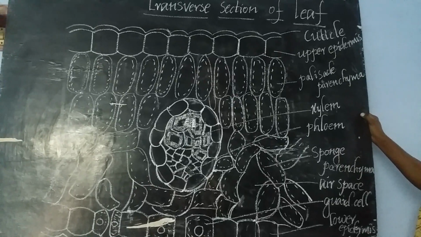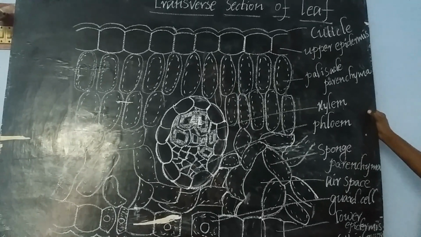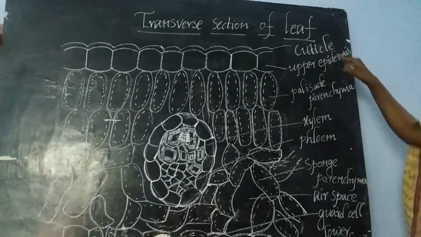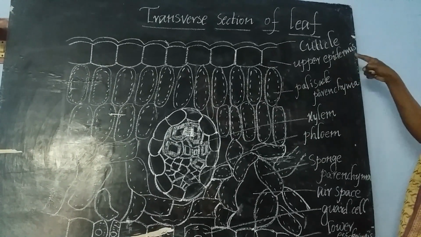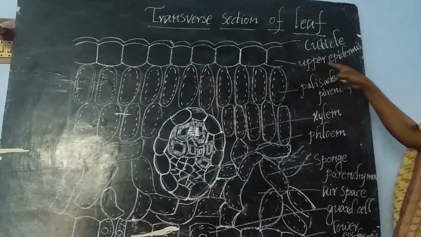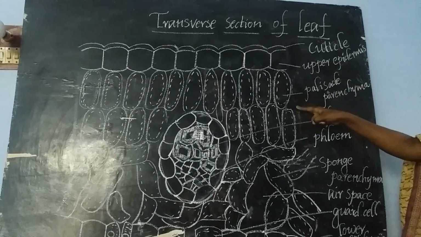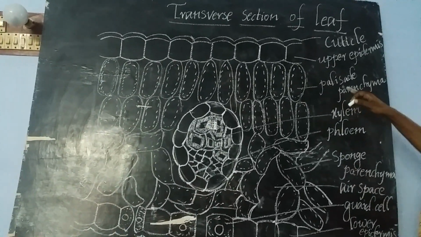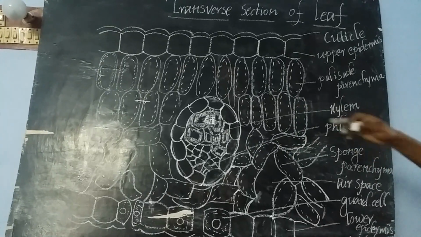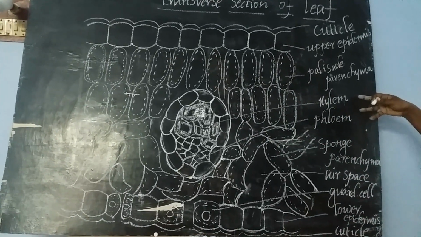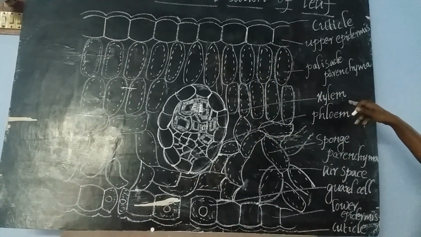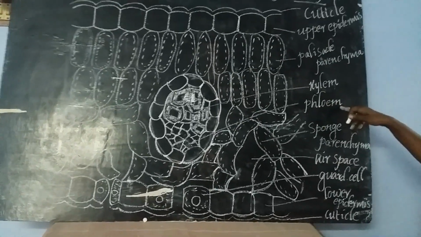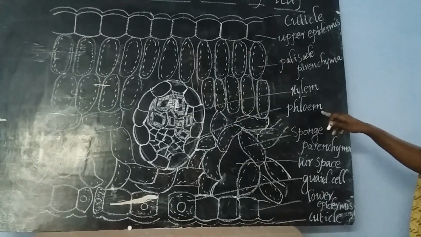transverse section of the leaf. What are the important parts? Here we have the uppermost layer as cuticle, and below it the upper epidermis. After the upper epidermis we see elongated cells with chloroplast, that is palisade parenchyma, and in the middle we have two varieties of tissue: xylem, which is involved in the transport of water, and phloem, which is involved in the transport of food material.